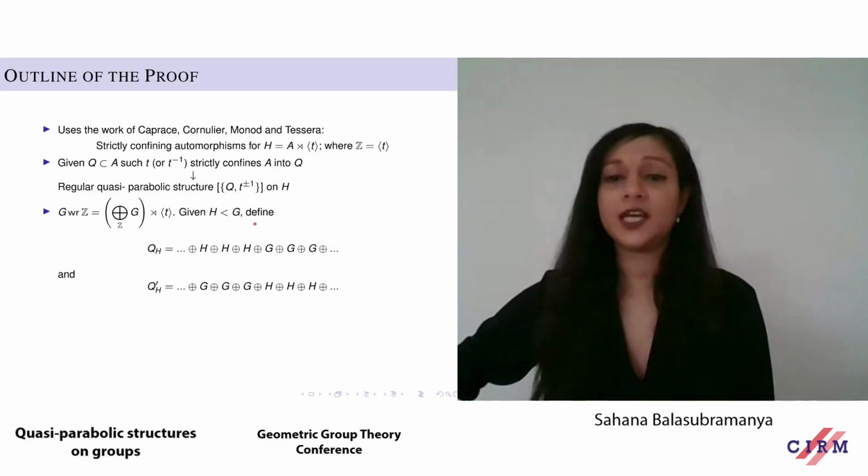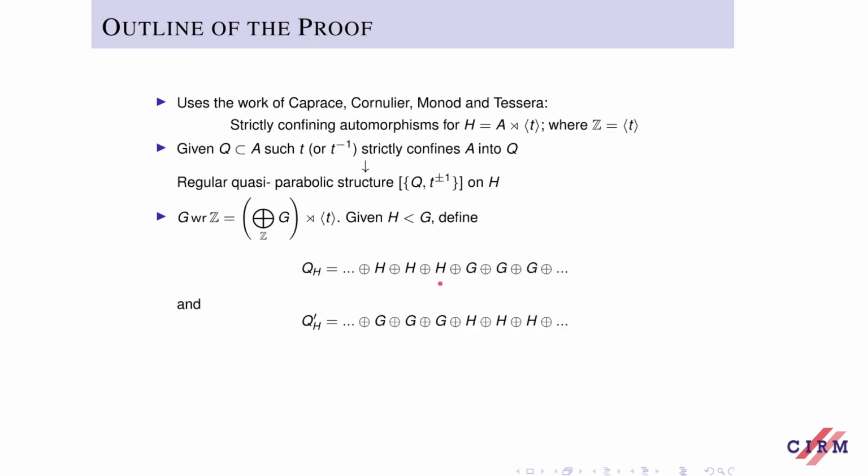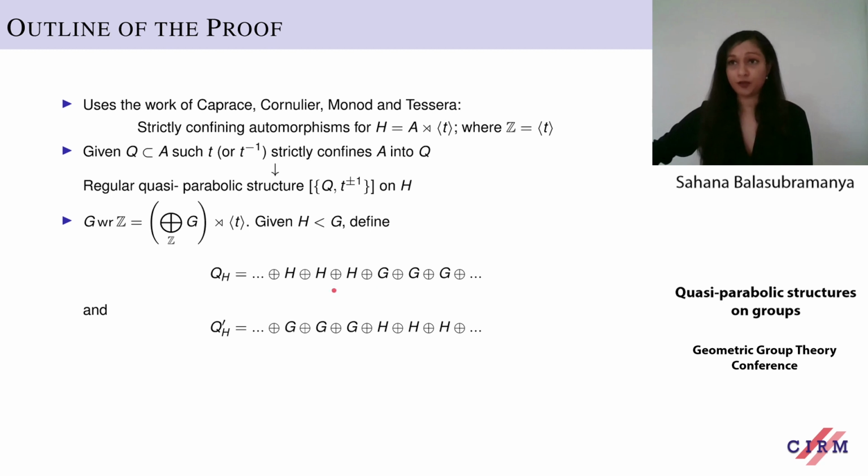And the thing to note is that this structure is compatible with the action of T, because I can shift the full group, I can shift the subgroup H into the full group, but I may not necessarily be able to shift backwards. And here, this structure is compatible with the action of T inverse, but not T, for exactly the same reason. And it turns out that Q_H is actually strictly confining under T, and Q prime of H is strictly confining under T inverse.